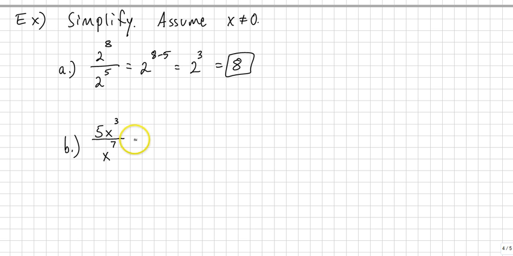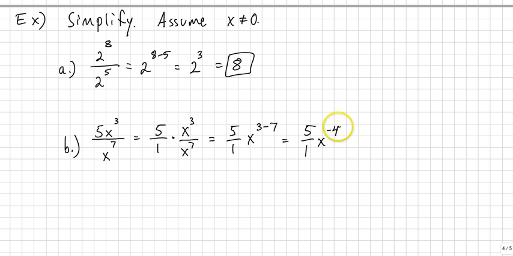What if I have some variables? Let's look at this case. We have 5x to the 3rd divided by x to the 7th. So that would be 5 over 1 times x to the 3rd over x to the 7th, which would be 5 over 1. And then we have the same base, so we're going to subtract the exponents. So it would be x to the 3 minus 7, which would be 5 over 1 times x to the negative 4th.